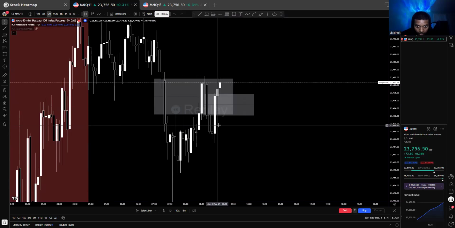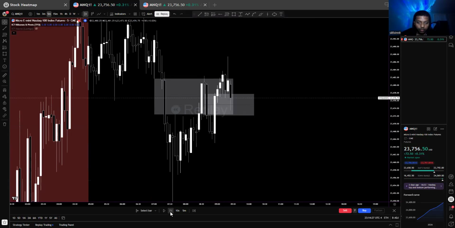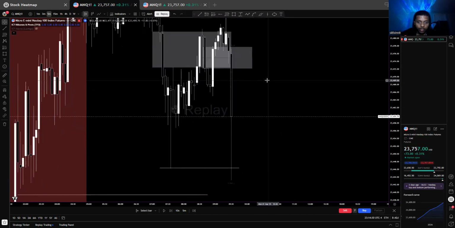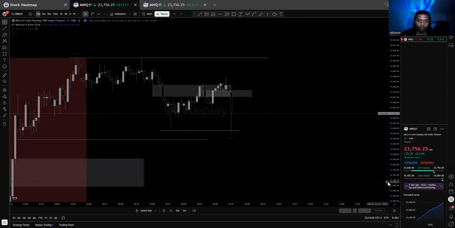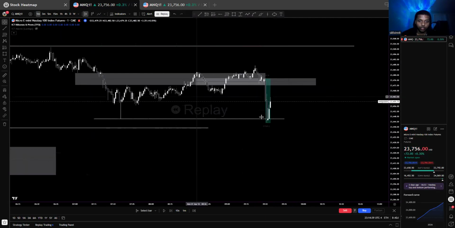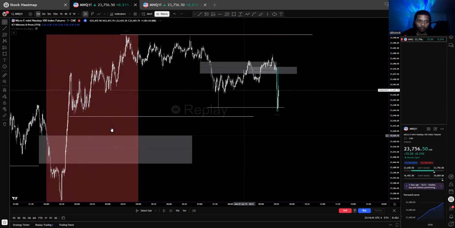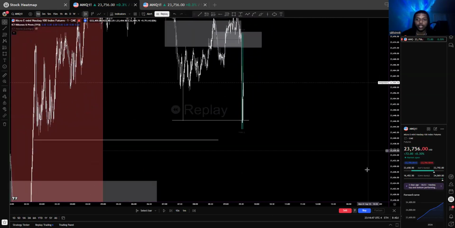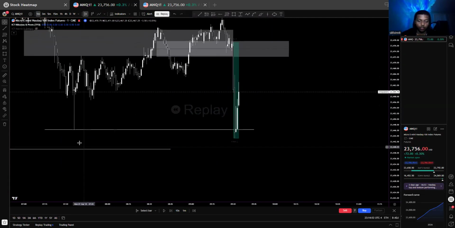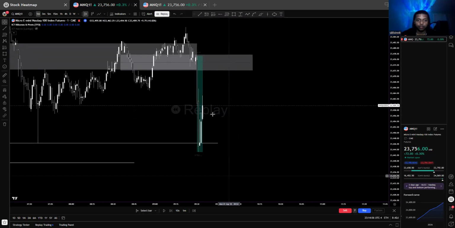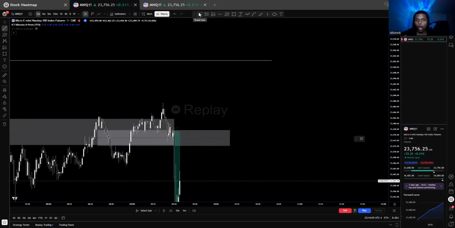Time is exactly 9:05, 9:10, 9:20, 9:25. That is exactly what we want to see. Price still hasn't closed below. So we sweep the major liquidity and we still have a fair value gap, right? So we didn't actually tap that. Just look for the liquidity sweep.